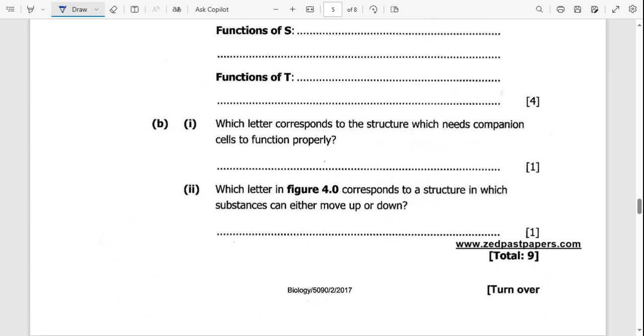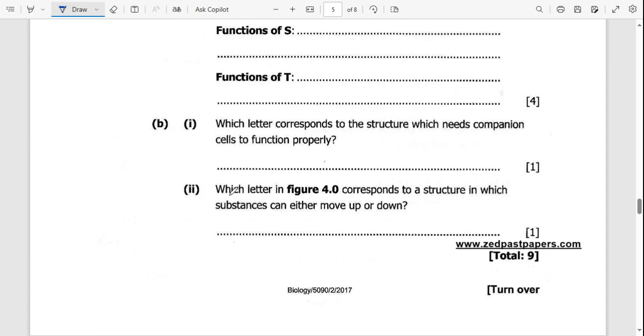Which letter corresponds to the structure that needs a companion cell to function? In other words, between the xylem and the phloem, which one needs a companion cell? Does the xylem need a companion cell, or does the phloem need a companion cell? So that is from the adaptations of the xylem and the phloem. So the phloem needs a companion cell for it to function. Xylem doesn't need a companion cell, right?